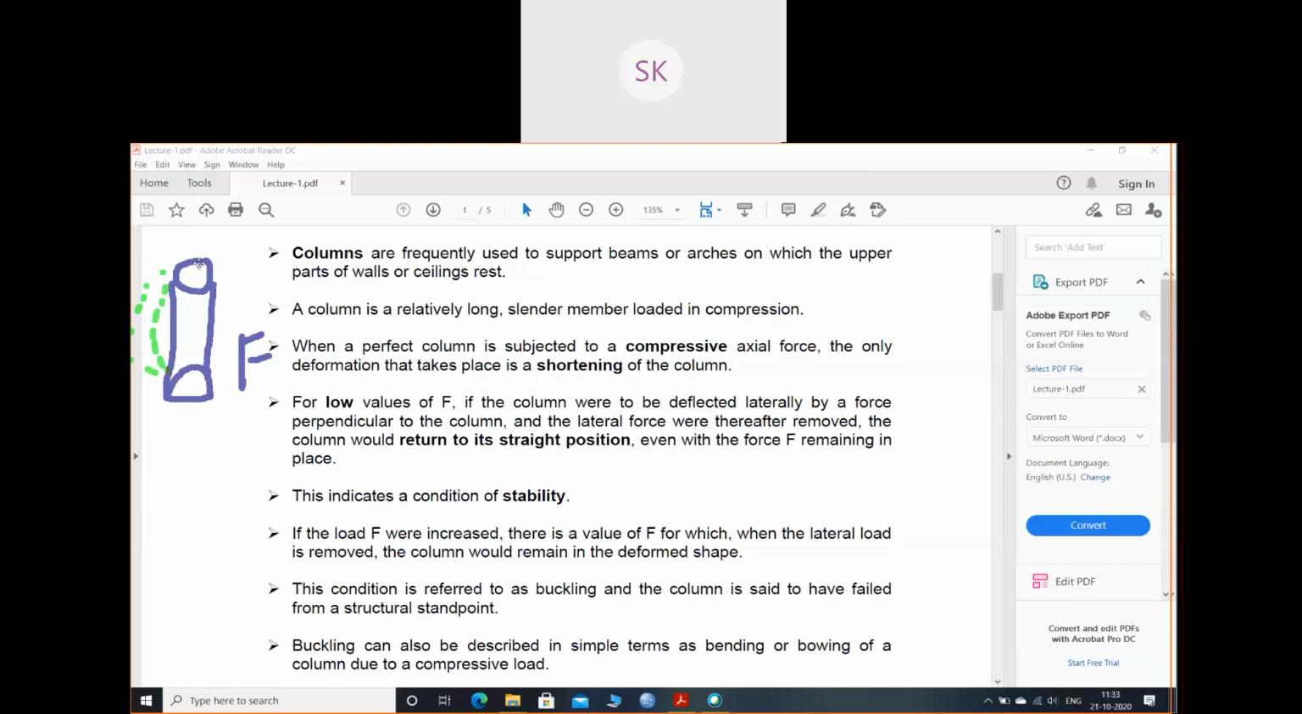So this situation is known as buckling, and the column is said to have failed from a structural standpoint of view. Generally, when we apply this kind of load, your column should become straight. But when you apply a load at which it remains in a deformed position, then your column has failed, and this situation is called buckling of the column.